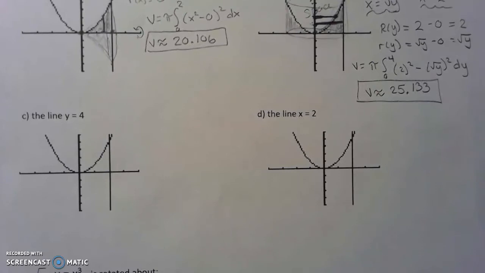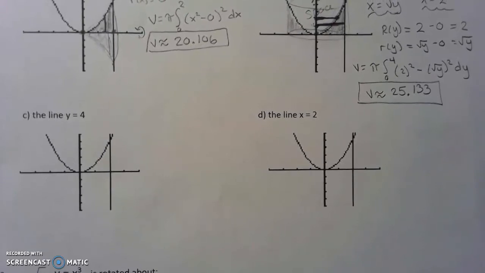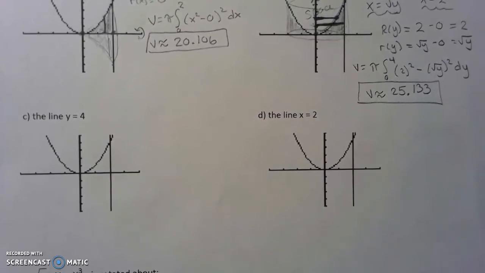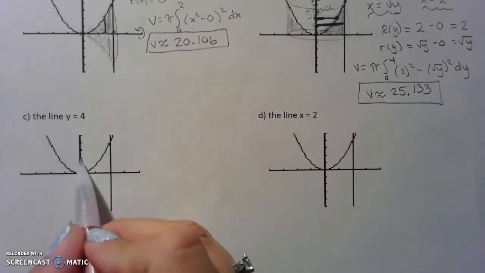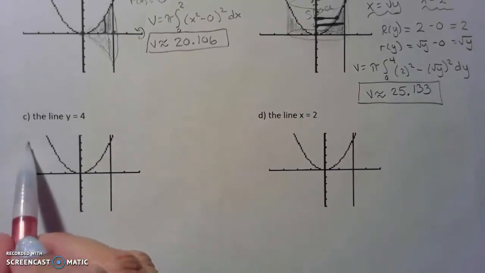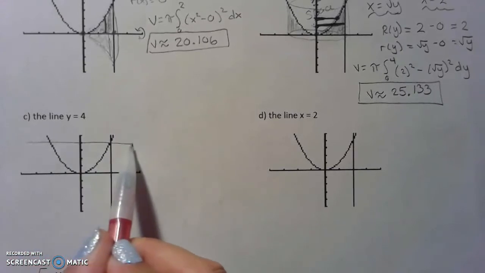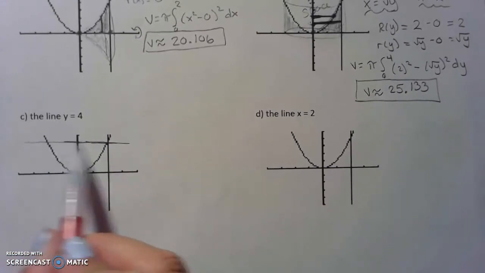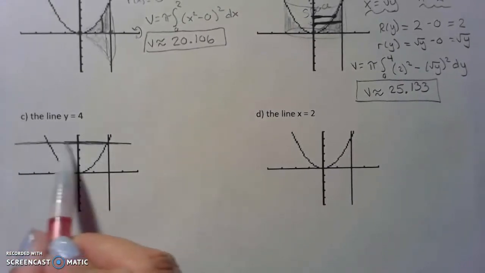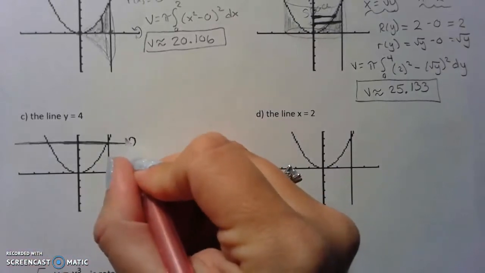So C says revolve it around the line y equals 4. So that means we need to find y equals 4. So that means the y value of 4. So 1, 2, 3, 4. That's going to be up here. It should go right through that point. So this is where we're going to revolve it around.